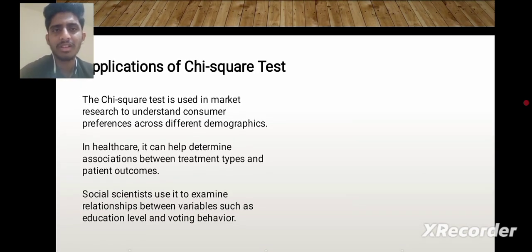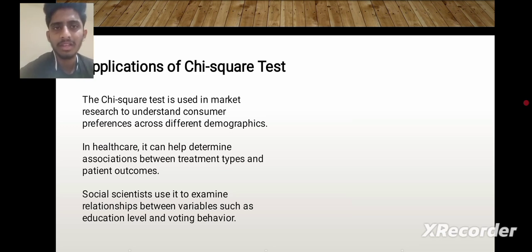The chi-square test is used in market research to understand consumer preferences across different demographics, what the customer wants and what type of products the customer is purchasing in the market.